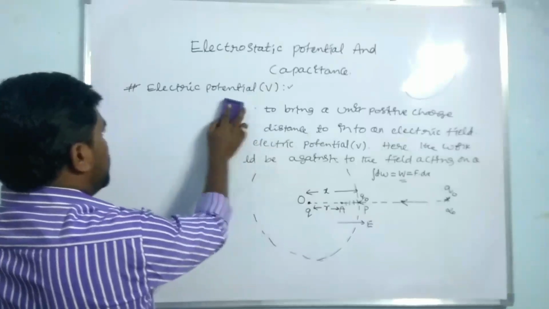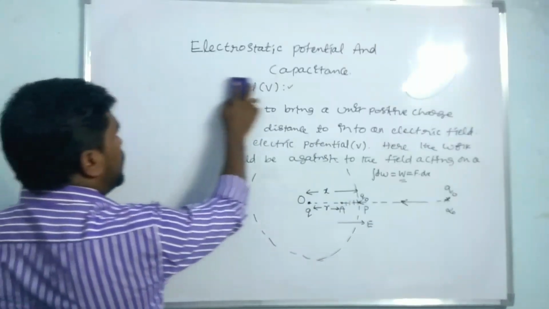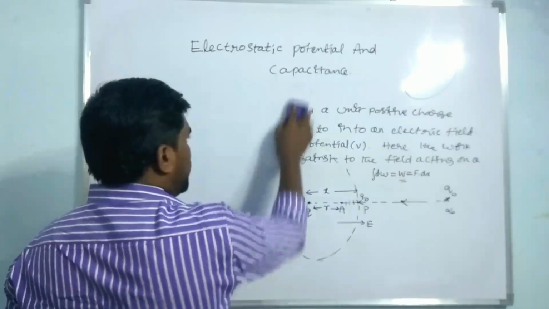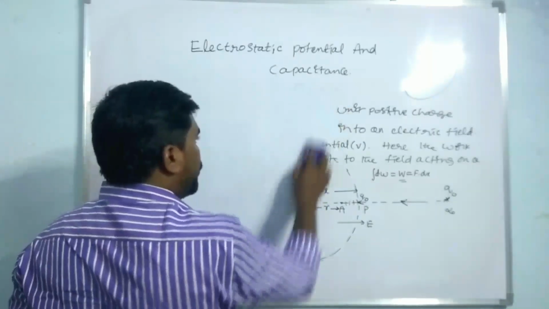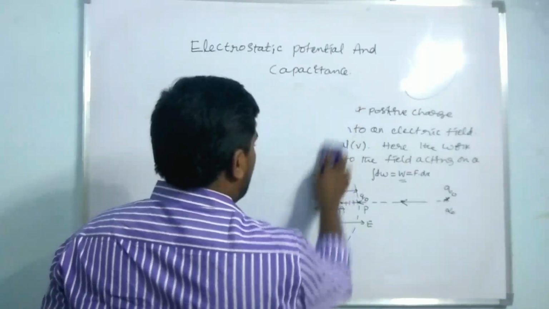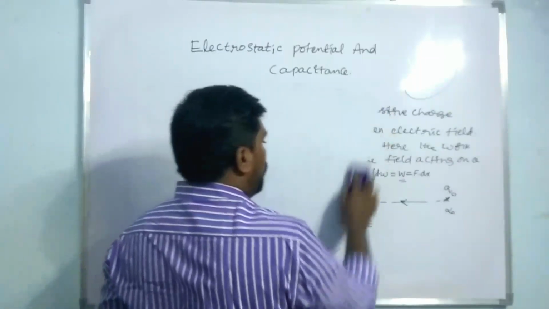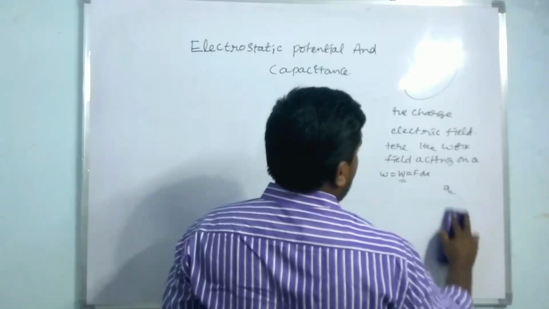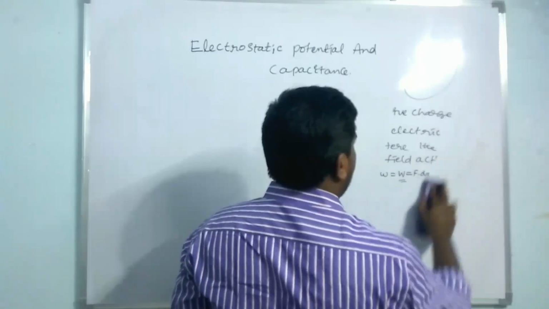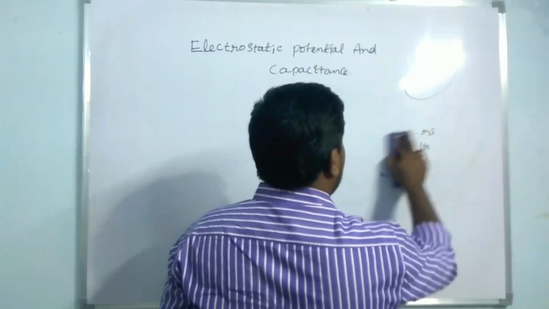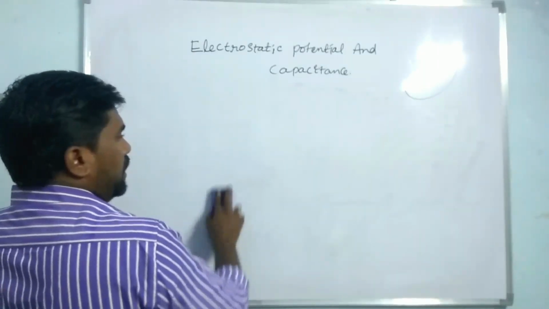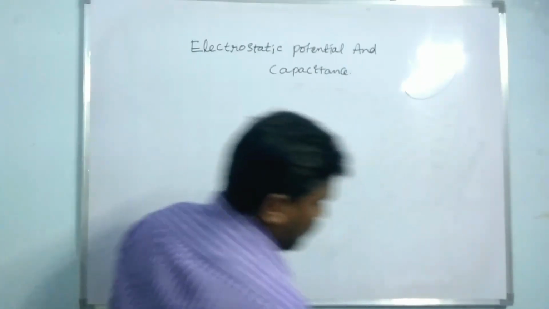The electric potential is W by Q, where W is in joules and Q is in coulombs. So the units of electric potential are joule per coulomb. Let us see how we can derive the equation for the electric potential.